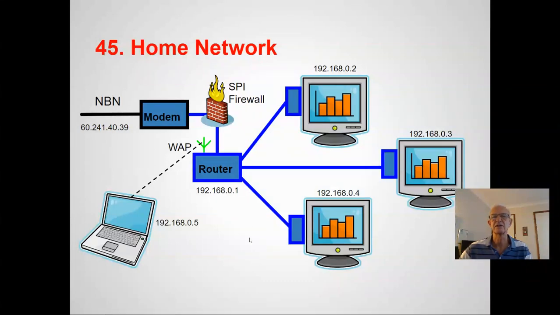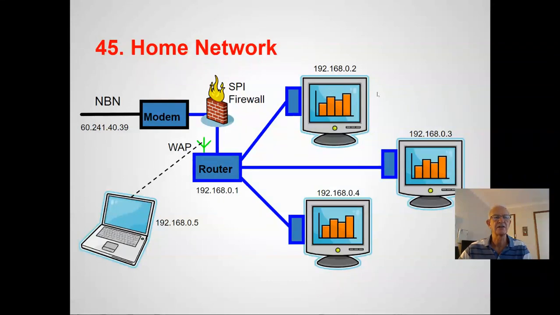And then it goes through this SPI firewall and then into a router, which then does the communication with all the devices in your home, which could be fixed PCs on Ethernet. These blue lines are Ethernet cables, or it could be via a wireless Wi-Fi connection. This is a wireless access point coming off here. And that comes off the router. So you might have, I have something like 40 devices coming off that router.